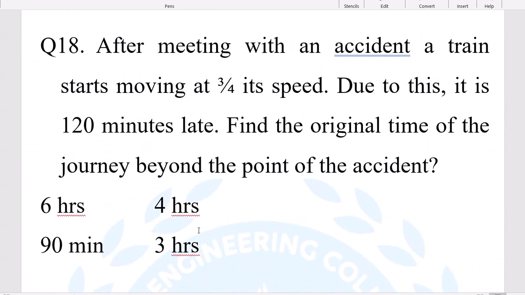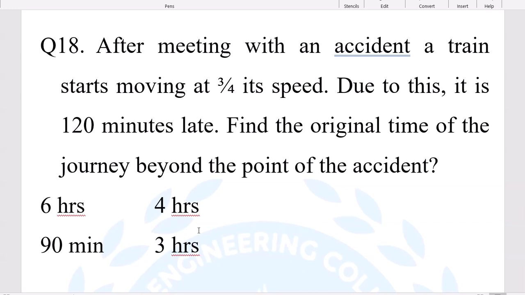After meeting with an accident, a train starts moving at 3 by 4th of its speed. Due to this, it is 120 minutes late. Find the original time of the journey beyond the point of the accident. Okay. See, due to the accident, it reduced the speed, okay, 3 by 4. Right. So because of that, there is a 120 minutes delay. Previously the speed is more, so it is going on time. Now the speed is less, and when speed is less, time taken will be more. So that is okay, 120 minutes late.